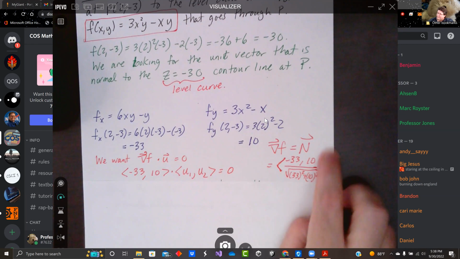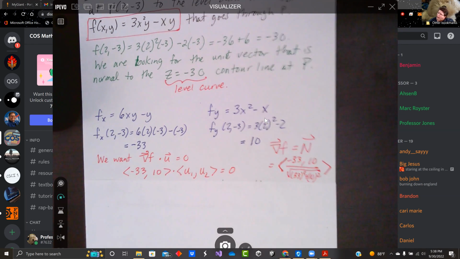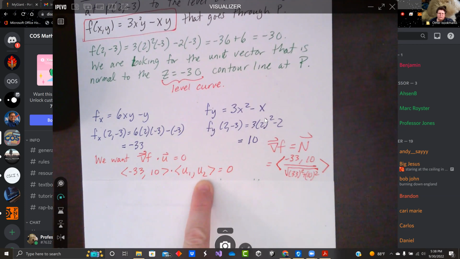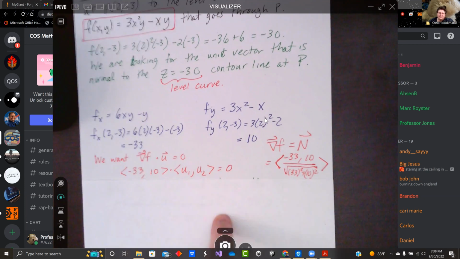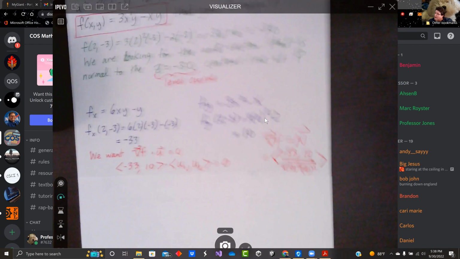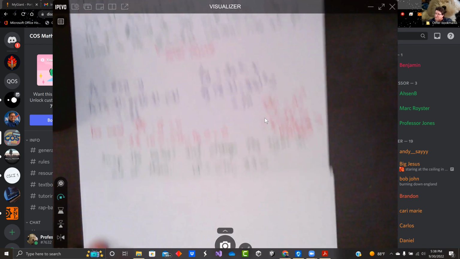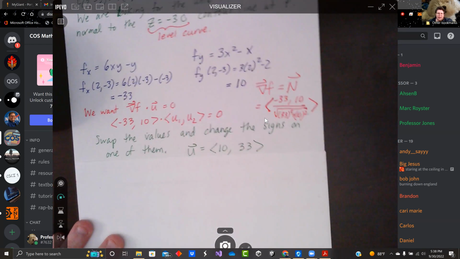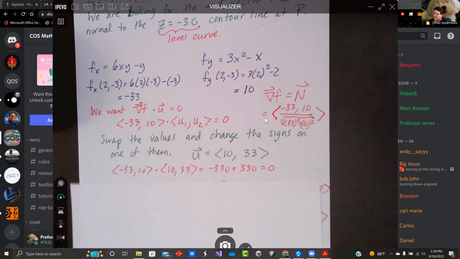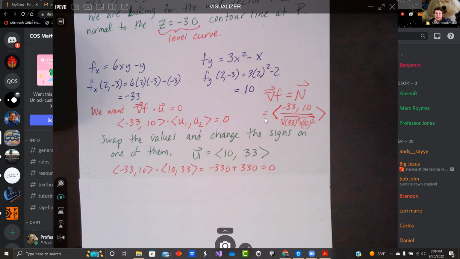We're going to call that our normal vector n. That's our gradient of f. We need to dot it with u1 and u2. We need to pick u1 and u2 such that the dot product is 0. It's usually easiest to swap the numbers and change the sign of only one of them. So that's what I did. I put the 10 in the x spot and the 33 in the y spot, and I changed the sign of 33 from negative to positive, such that when we do the dot product, we get 0.